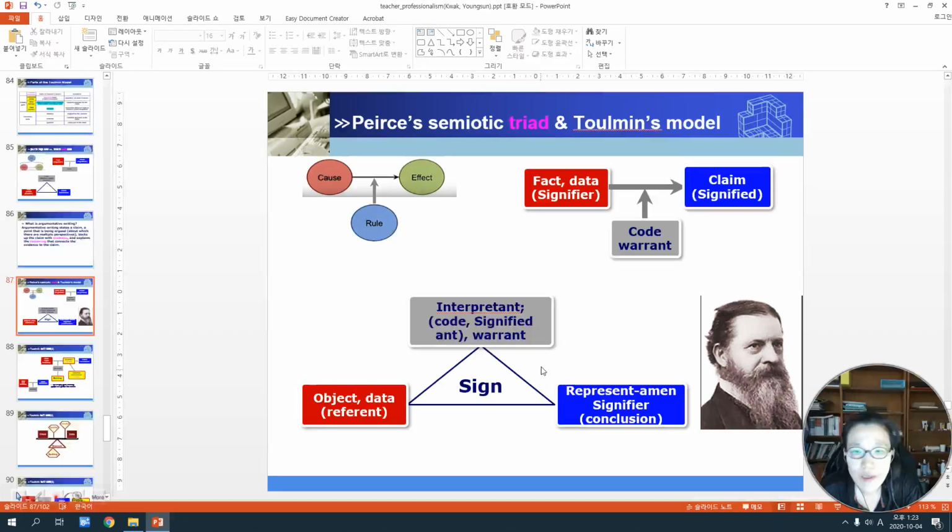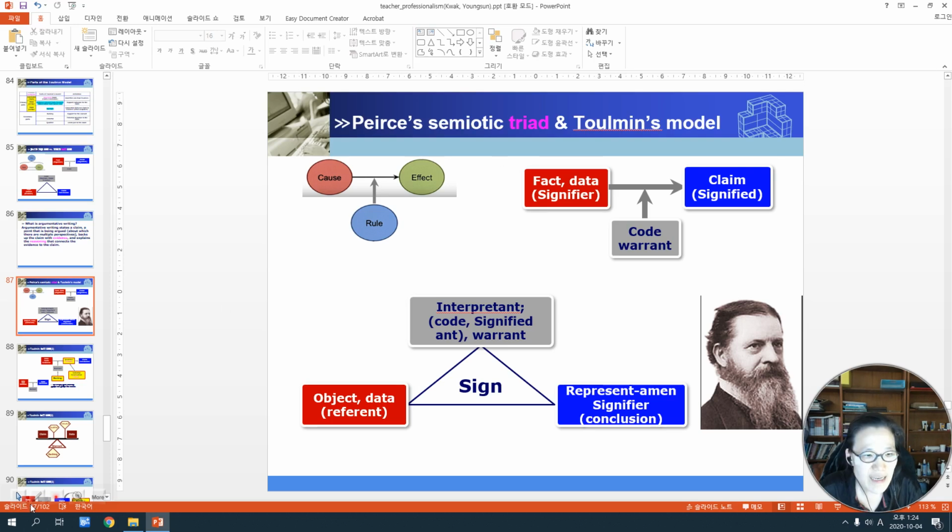So, can you see the connection between the causal relationship and generalized rule, induction, deduction, and abduction? And the second one is Toulmin's argumentative model. And this one is about Charles Peirce's semiotic triad. They all correspond. I mean, there are similarities between the components of each model.